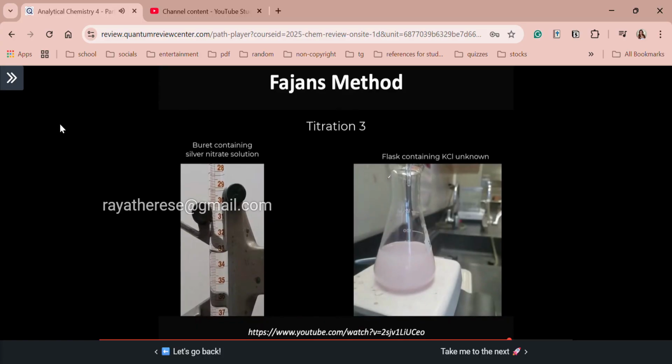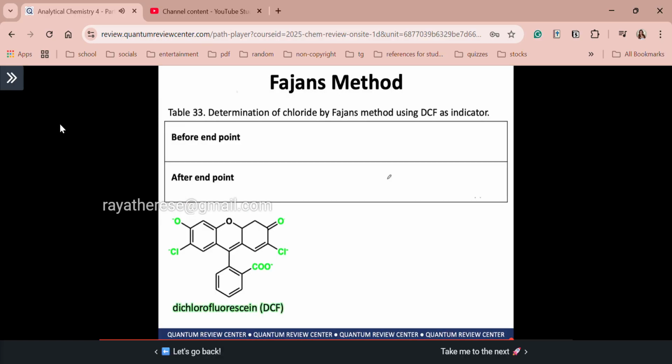Ayun na, class, may color change na. I hope you can now see na light pink na, class. Okay, nag-stop na yung video, hindi napansin. Light pink na itong color ng mixture. Let's discuss the Fajans method.